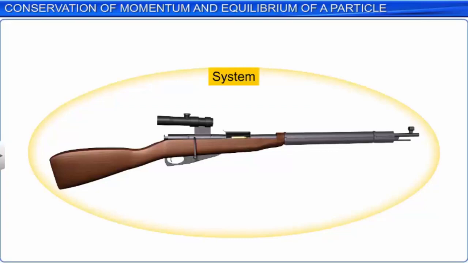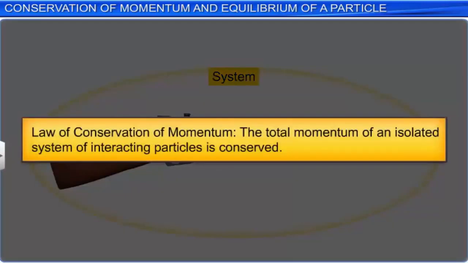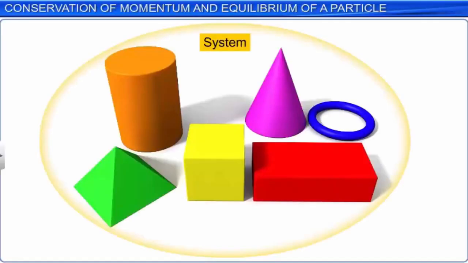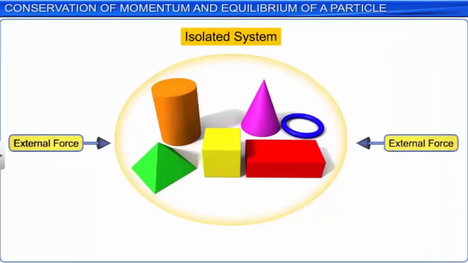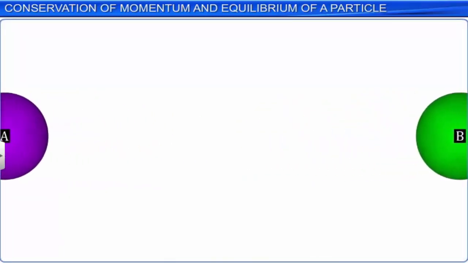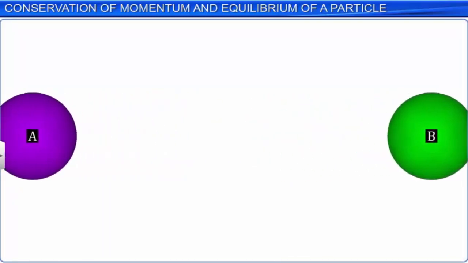The law of conservation of momentum states that the total momentum of an isolated system of interacting particles is conserved. System here refers to a conglomeration of particles or bodies. For an isolated system, there are no external forces acting on it. Let us apply this law to the direct collision between two bodies.